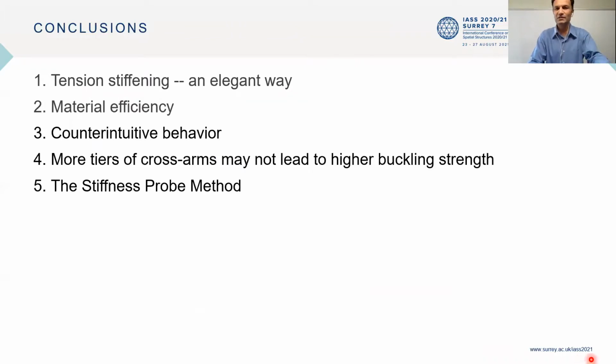So in conclusion, tension stiffening is an elegant way to enhance the stiffness of a column. There is material efficiency, as we saw in the Algarve Stadium. There was optimization of up to 50% reduction in weight. These columns exhibit counterintuitive behavior because we cannot ascertain whether the one lobe mode or the two lobe mode would govern the value of buckling load. And more tiers of cross-arm need not lead to higher buckling strength, just like higher pre-strain does not mean higher buckling capacity. And lastly, the stiffness probe method leads to an accurate calculation of the critical load for cable stayed columns while ensuring numerical stability.